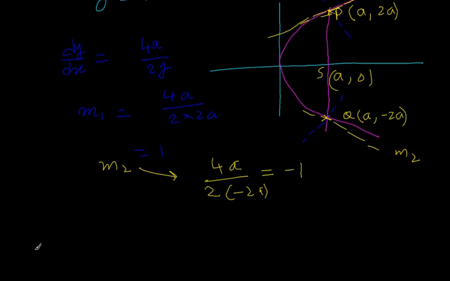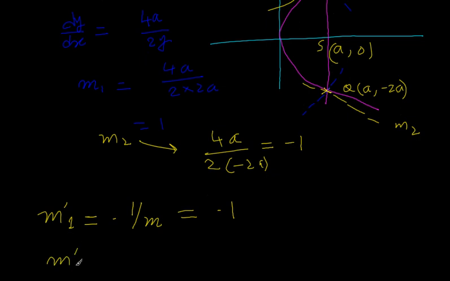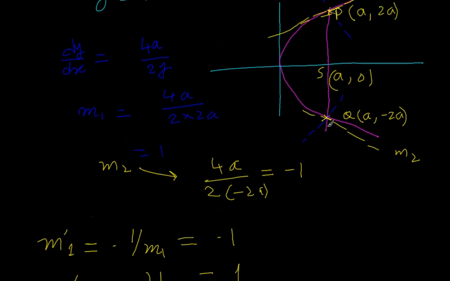Now for the normal, the gradient is minus 1 by m, which will be minus 1 at point P. The gradient of the normal at point Q is minus 1 by m2, which should be equal to 1. Now you have m1, m2, and the points P and Q, so you can find the normals.